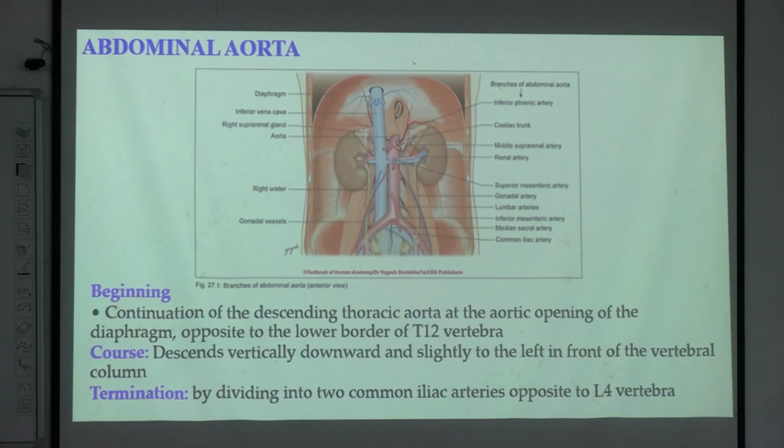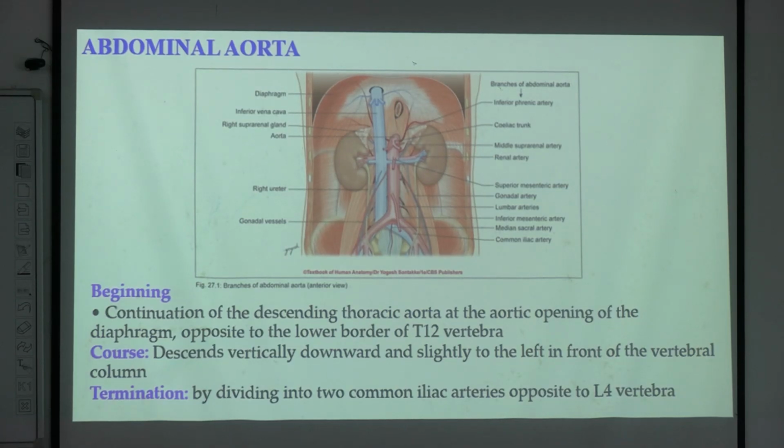Now, abdominal aorta: beginning as a continuation of the descending thoracic aorta at the aortic opening of the diaphragm, opposite the lower border of the T12 vertebra. These are important, like in nerve supply. You have to know which branch comes from where.